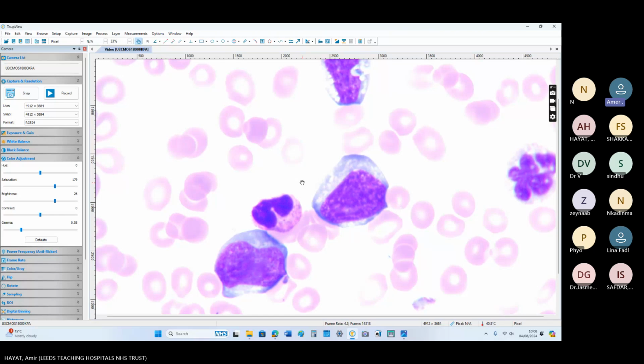We have R-CHOP, we have Polar R-CHOP now, and in a young fit patient with no comorbidities and high IPI, you can offer them Orthodox M or RI-VEC as well.